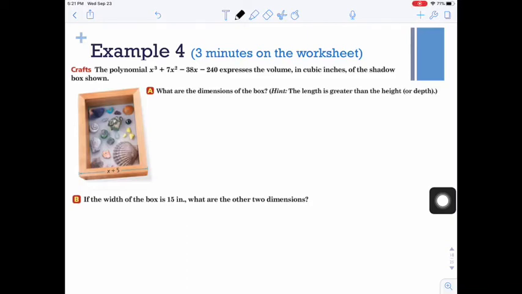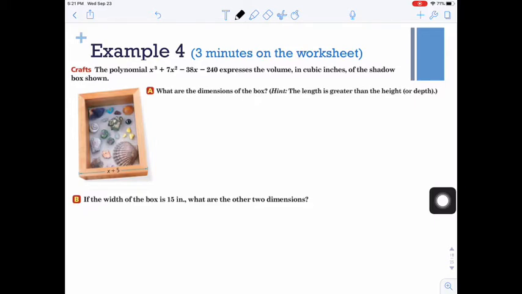Section 4.5, example 4: we have the polynomial x cubed plus 7x squared minus 38x minus 240, which expresses the volume in cubic inches of the shadow box shown. For part A, it says, what are the dimensions of the box? Hint: the length is greater than the height or the depth.